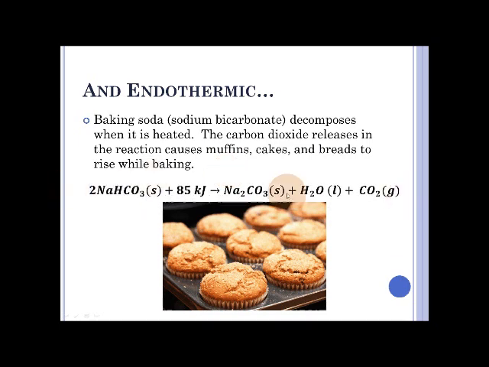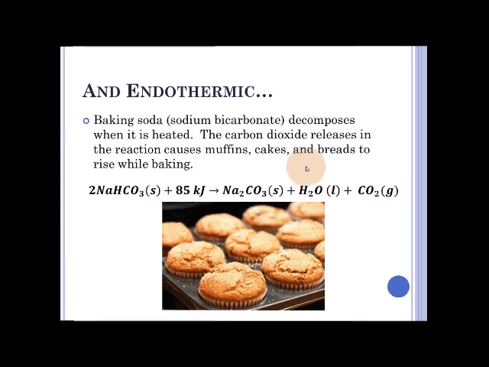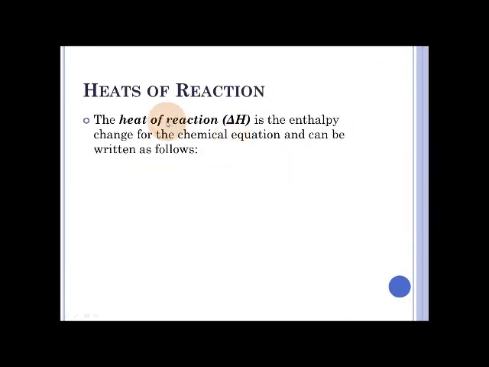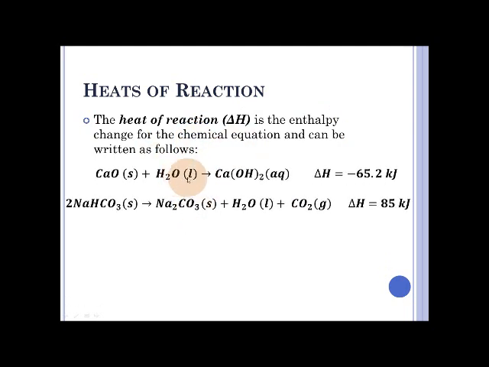The heat of reaction, triangle H, is the enthalpy change for the chemical equation and can be written as follows. CaO, or calcium oxide, solid, plus water, liquid, would turn into calcium hydroxide, which is aqueous. Triangle H, negative 65.2 kilojoules.